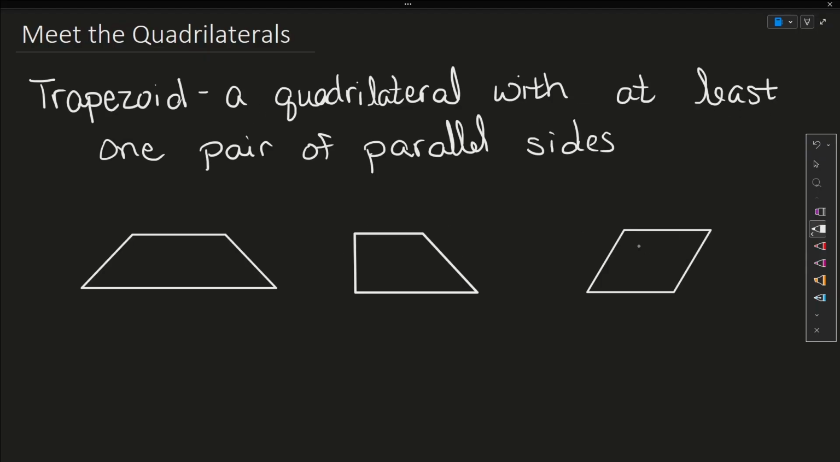A trapezoid is a quadrilateral with at least one pair of parallel sides. Different textbooks sometimes use slightly different definitions, but for us, we'll use the inclusive definition, at least one pair of parallel sides. This means that some shapes, like this one here on the end, may have more than one pair of parallel sides, but they're also considered trapezoids.